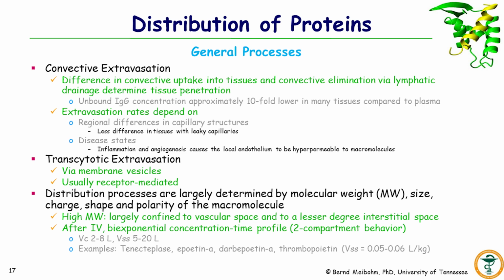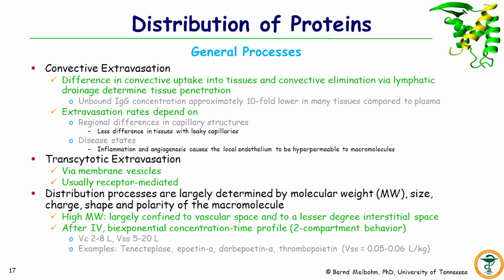As I mentioned, there's also transcytotic extravasation through transport through the endothelial cells. This is usually facilitated via membrane vesicles that are transported from one side of the cell to the other, and is usually receptor mediated. But overall, in most cases, it contributes to a much lesser degree to the overall distribution process than the convective extravasation through the pores, as I mentioned previously.